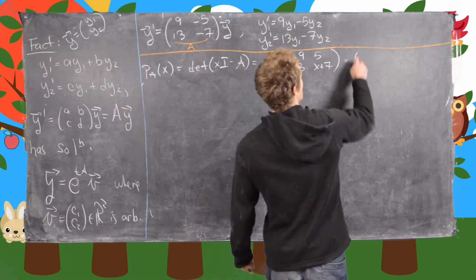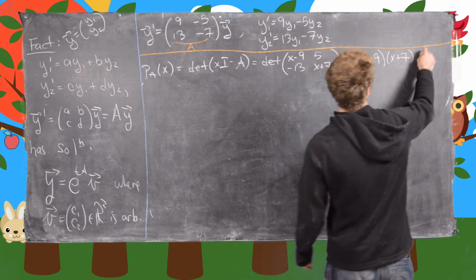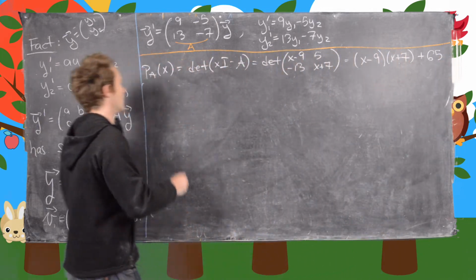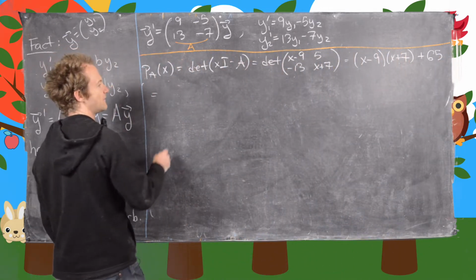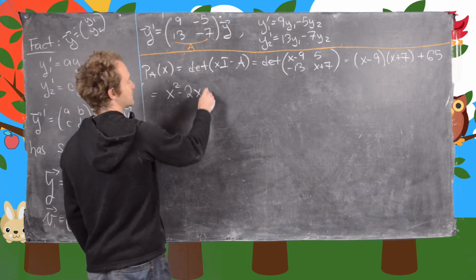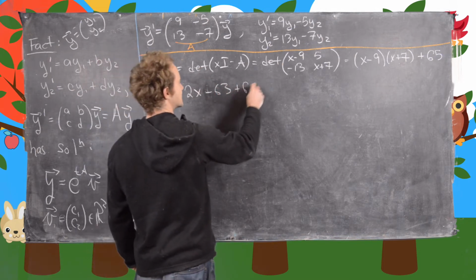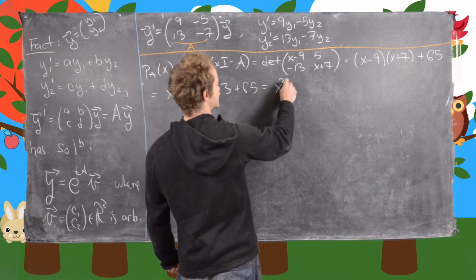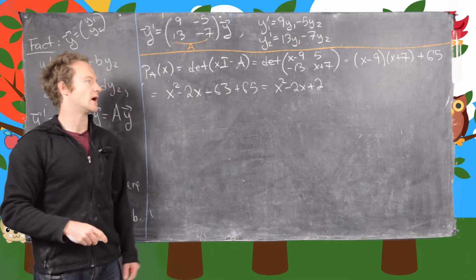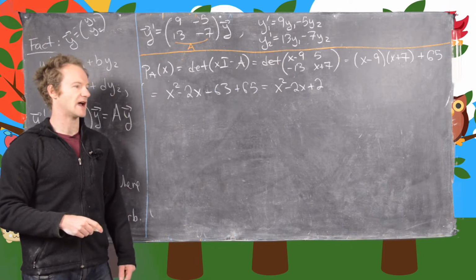So we're going to have x minus 9 times x plus 7, plus 5 times 13, which is 65. Now we can multiply that out and we'll get x squared minus 2x minus 63 plus 65, but notice that's x squared minus 2x plus 2. You could solve this with the quadratic formula if you wanted to, because we want to set this equal to 0 to find the eigenvalues.